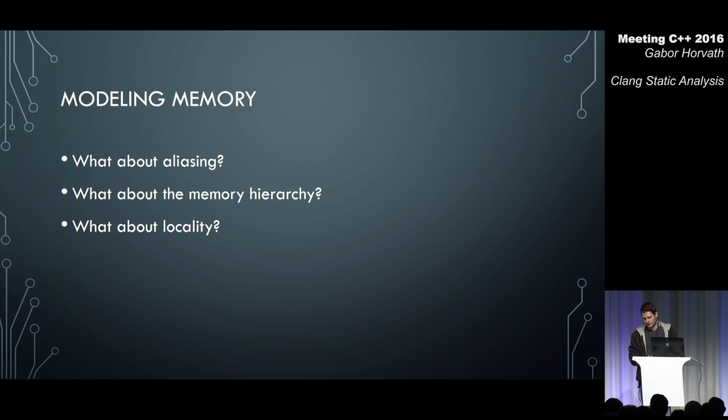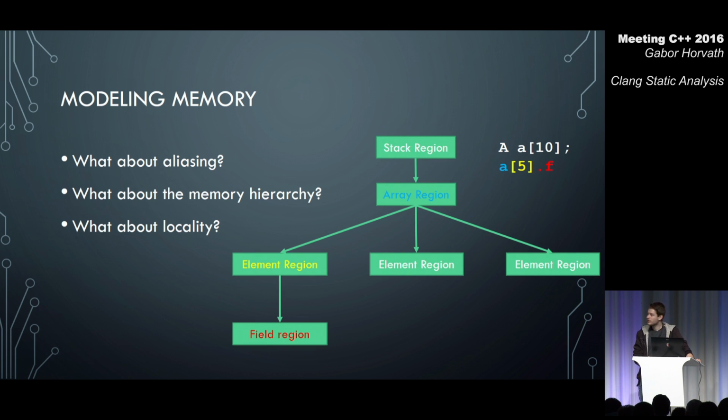I showed you the rough idea how to model the values. However, C and C++ is not just about the values. There is a whole lot more going on while we are executing programs. We have to reason about memory. We might be interested in aliasing, how the memory hierarchy looks, what about the memory locality. And there are also ways to model this information.